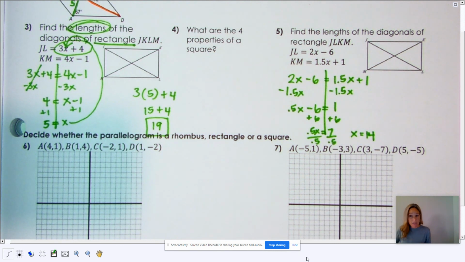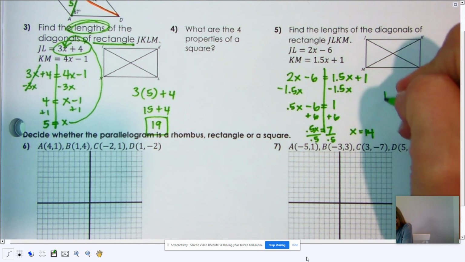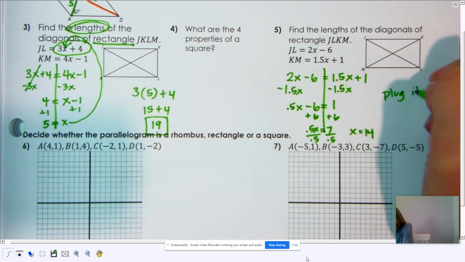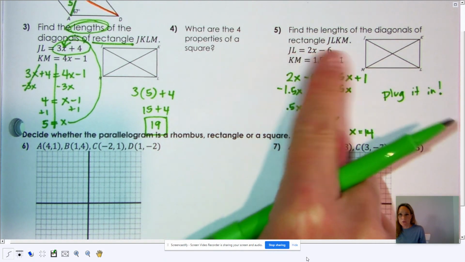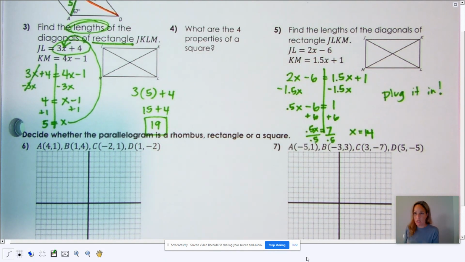Now, I'm not finishing it because that's not the right answer. You still have to plug it in, okay? Plug it in to get your final answer. That is not the answer. If you put that in Canvas, it'll be wrong. Okay, so take your value, times it by 2, minus the 6. That'll be your answer. So finish that problem the rest of the way.